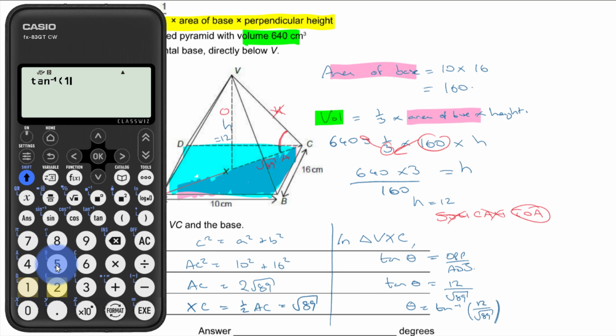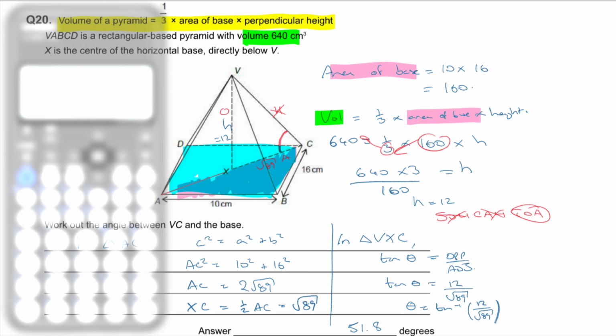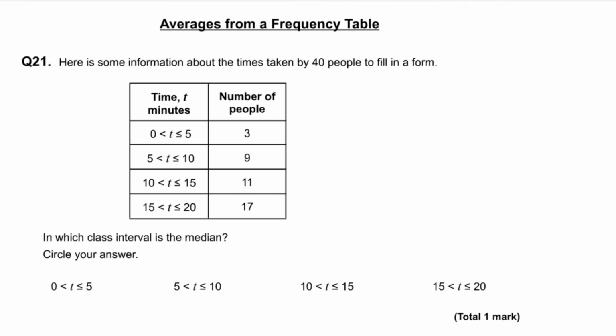So shift tan 12 over root 89. Apparently that's 51.8. 51.8 degrees. Lovely. Moving swiftly along, we're going on to averages from a frequency table.